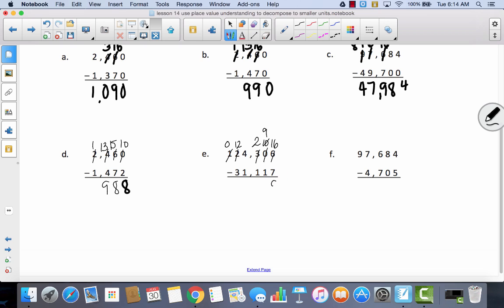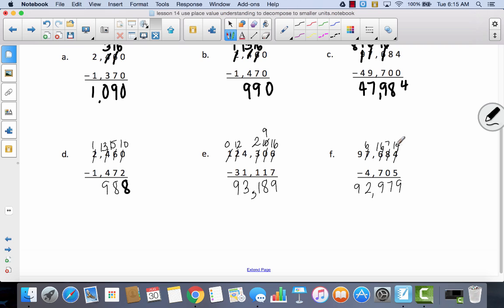So 16 minus 7 is 9, 9 minus 1 is 8, 2 minus 1 is 1, 4 minus 1 is 3, and 12 minus 3 is 9, which gives us 93,189. All right, so now let's take a look at F. If you have not done F by yourself, pause the video and do it now.